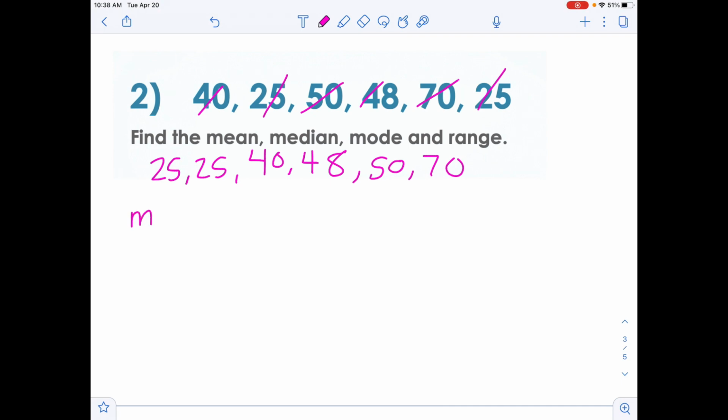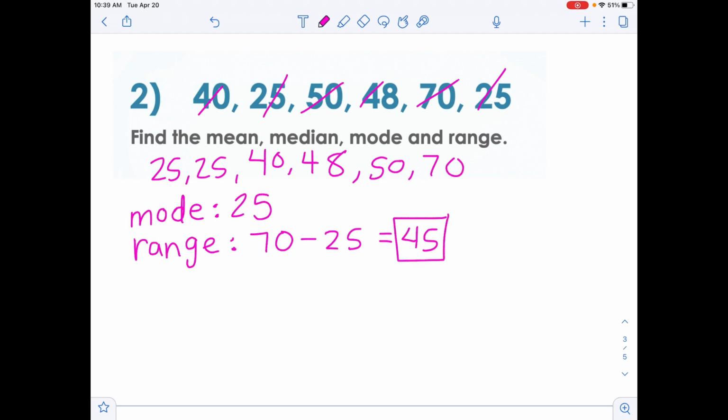I like to start with mode because that's my favorite. Mode is any of those numbers that show up more than once, and the one that shows up the most. So the mode here is 25. If there's no mode, you can just write none. The range is the biggest value minus the smallest. So 70 minus 25 gives us 45.